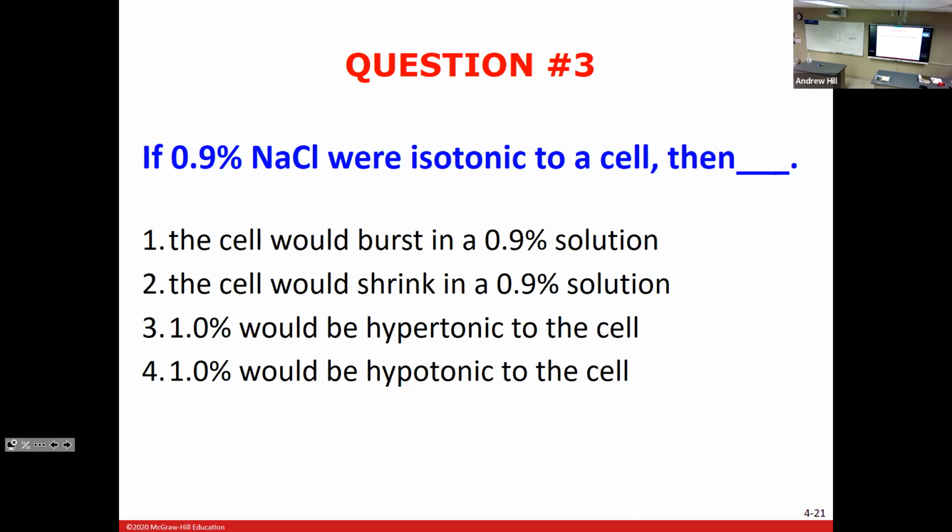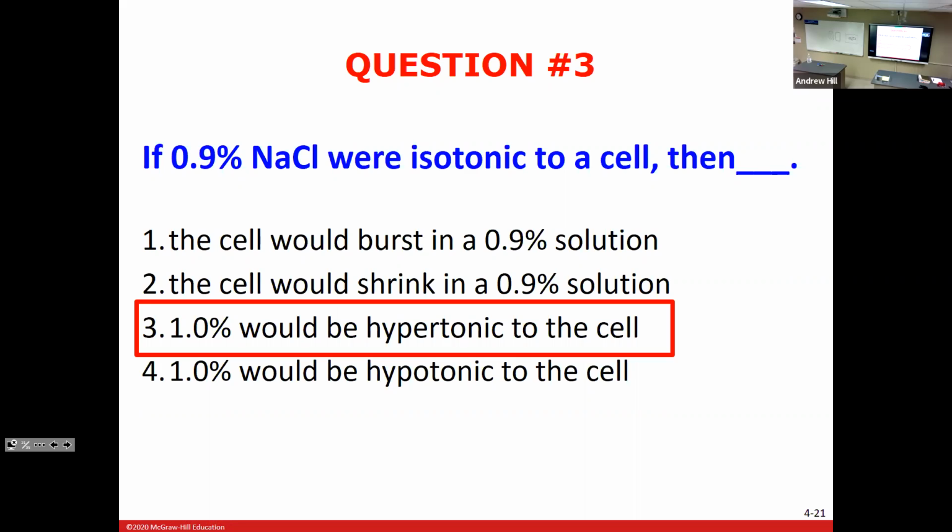Is it the fourth one? Yeah, okay, let's look at the fourth one. 1% would be hypotonic to the cell. Wait, no, it's the third one. Third one, yeah, that's better. I read it wrong. It would be hypertonic, right? So it has more solutes than the cell. So if it's hypertonic, then our cell would shrink at least a little bit, right?